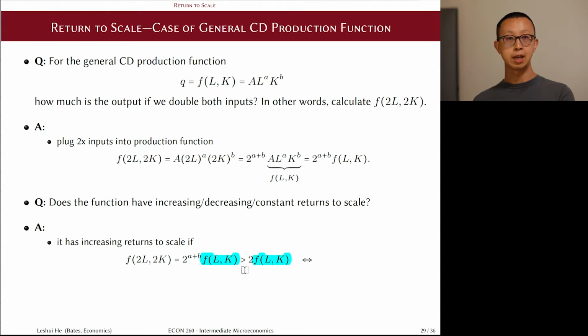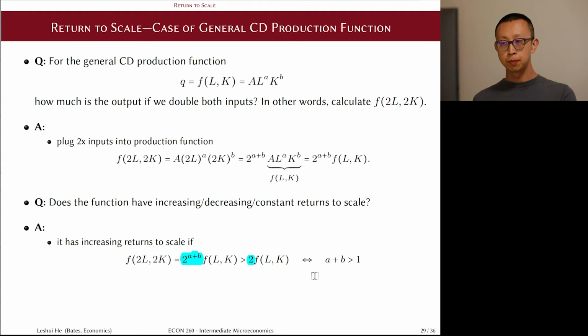So it can just cancel out. And because this is a positive value, which is just the amount of output, when we cancel out these terms, the sign of the inequality does not change. So this inequality is equivalent to 2 to the power of a plus b is greater than 2, which is equivalent to the power, a plus b, is greater than the power, which is 1 here.